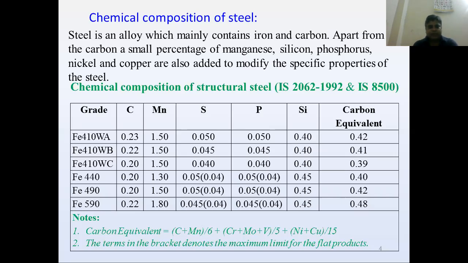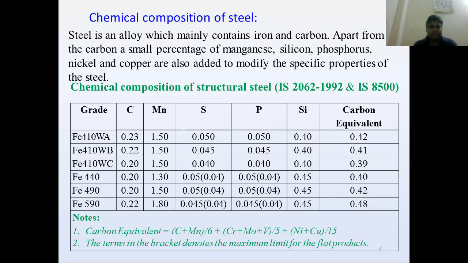Similarly, Fe 490: carbon content 0.20, manganese 1.50, sulfur 0.05, phosphorus is 0.05, silicon is 0.45, and carbon equivalent 0.42.